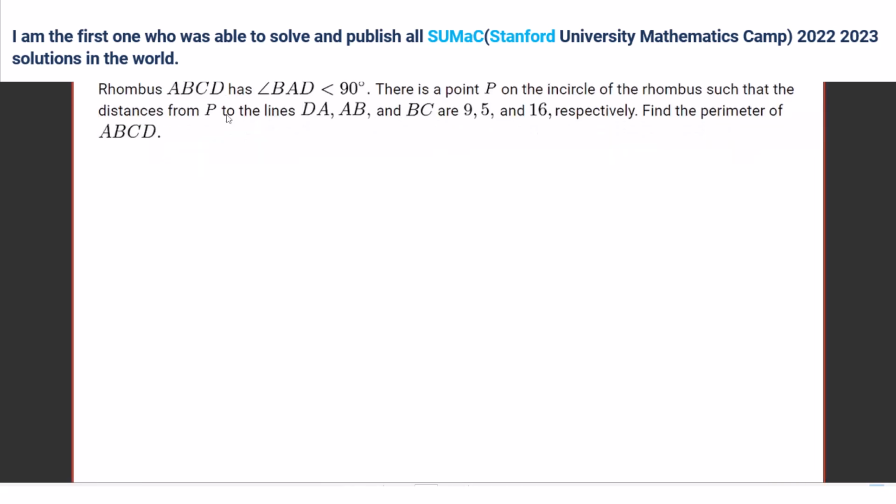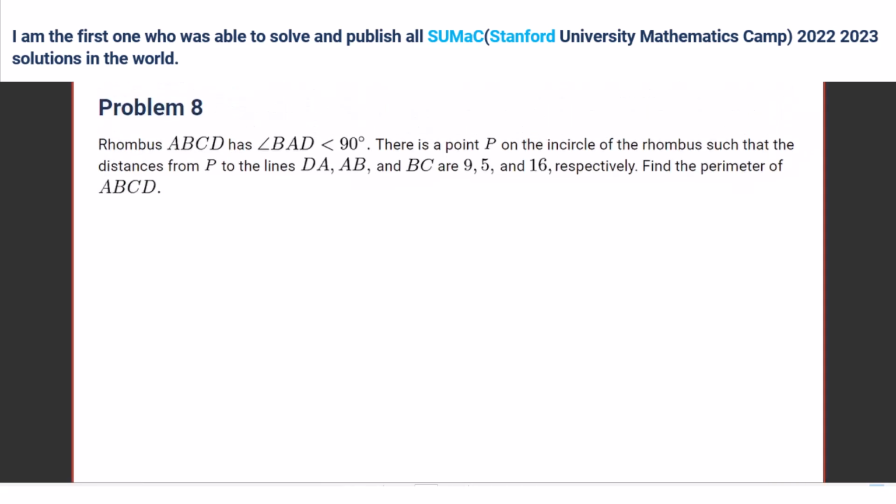It is rhombus ABCD. Yes. We have 131, 131. This is angle A less than 90. Point P on the inner circle of the rhombus such that the distance of P to the lines DA, AB.